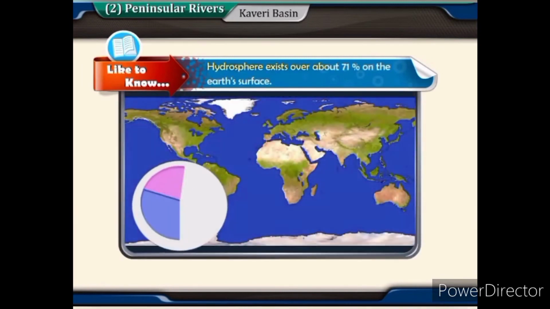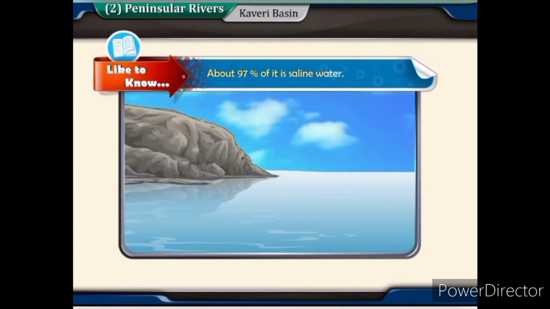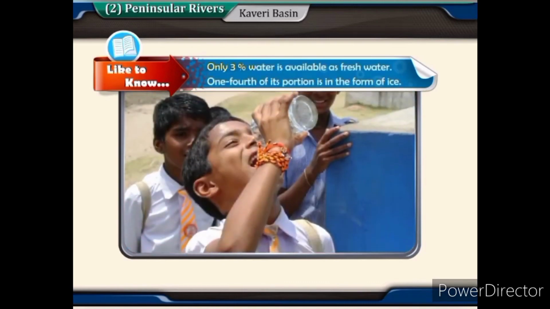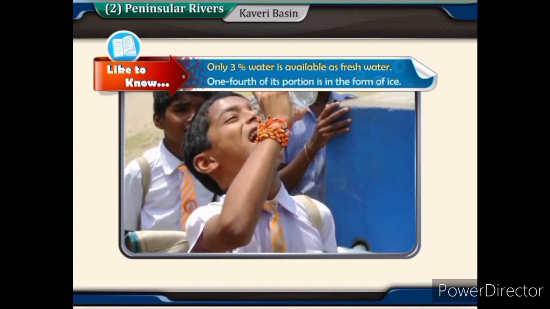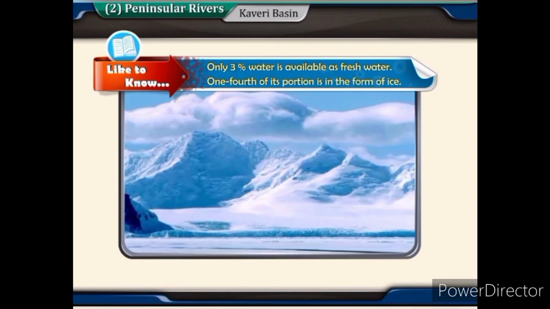Hydrosphere exists over about 71% of the Earth's surface. About 97% of it is saline water. Only 3% water is available as fresh water. 1/4 of its portion is in the form of ice.